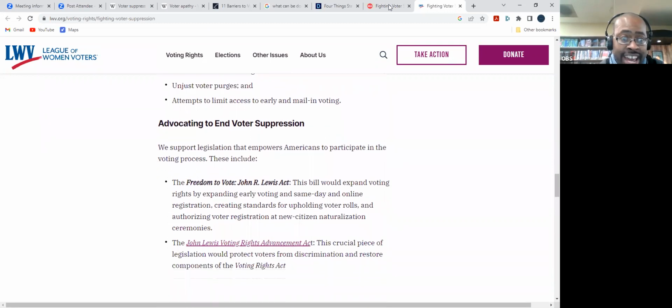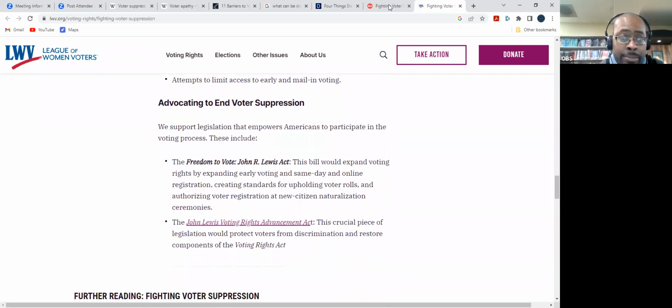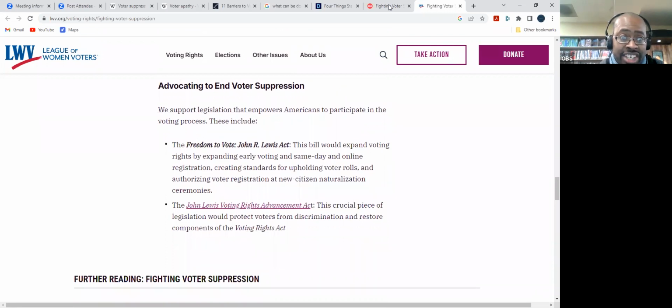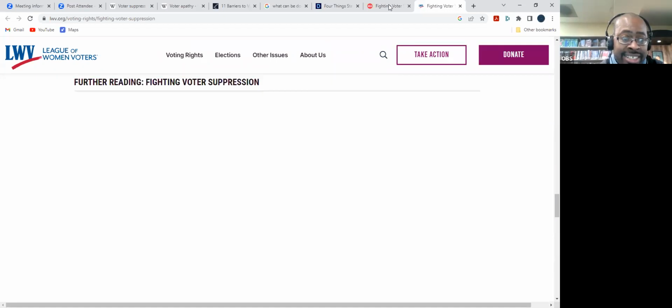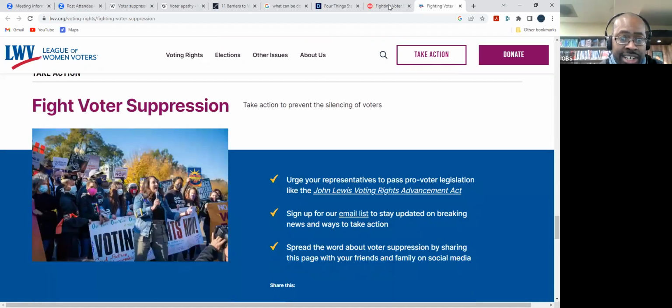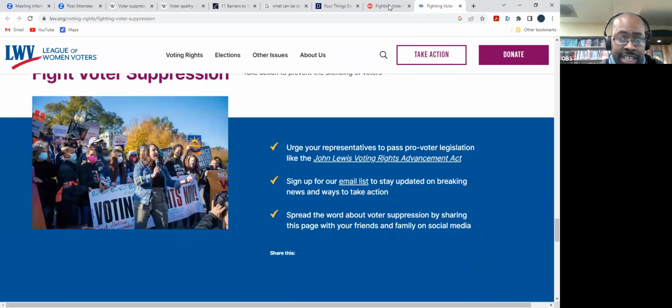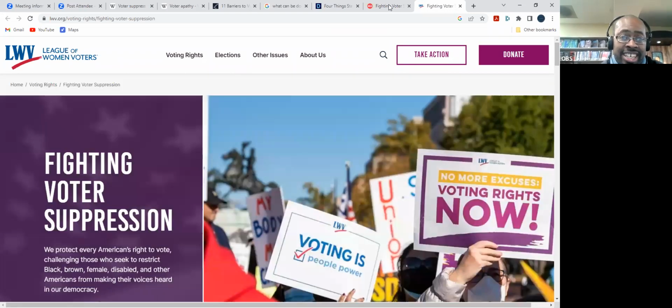They're advocating for the passing of the John Lewis Voting Rights Advancement Act. And they have a link where you can get more information about the John Lewis Voting Rights Act here. So this is a jam-packed resource here that you can use.